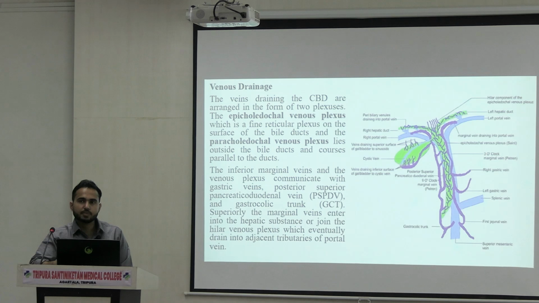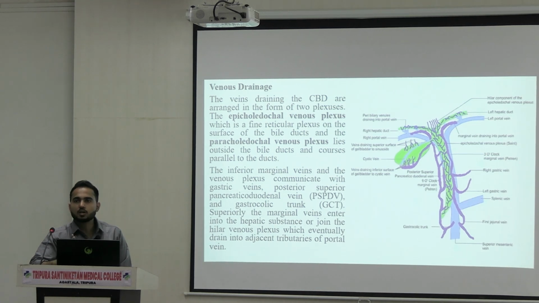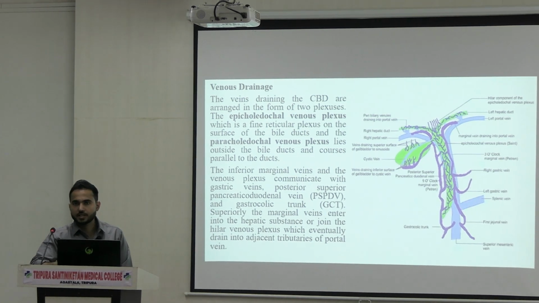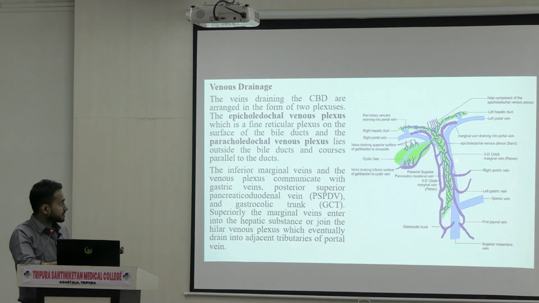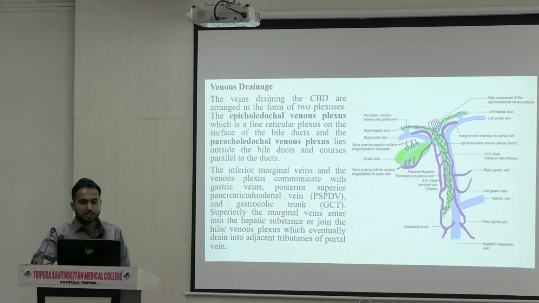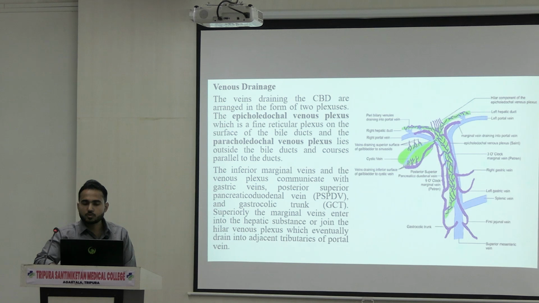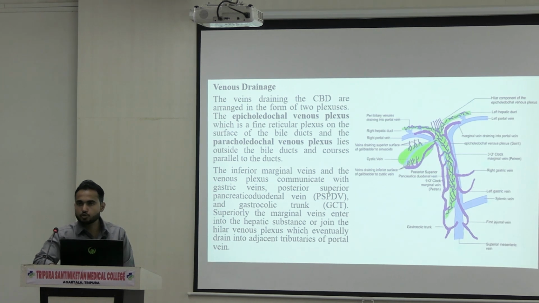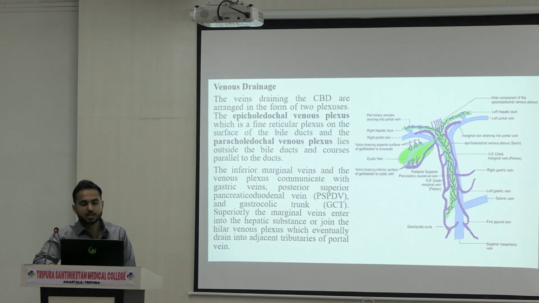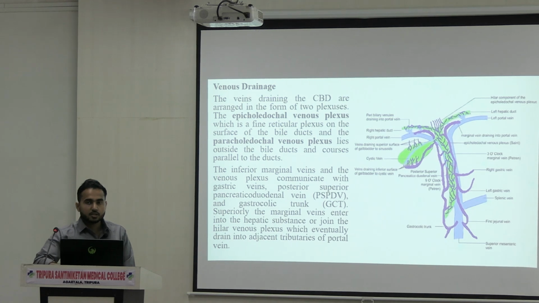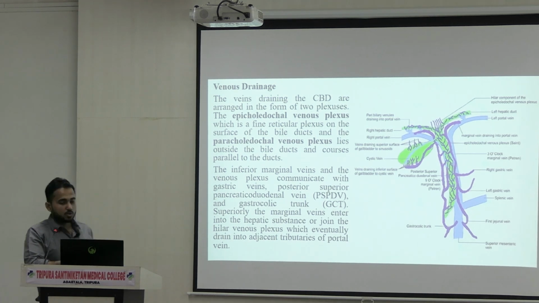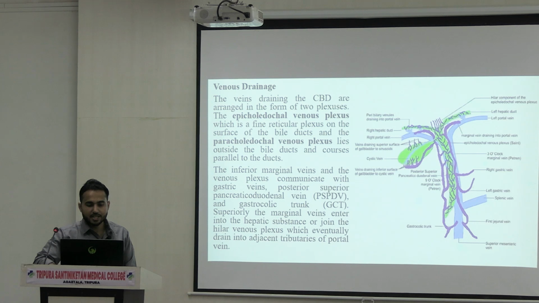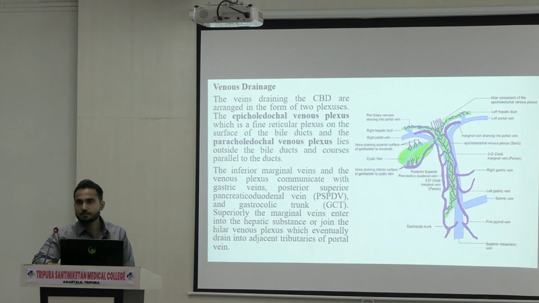it is not that simple. Two venous plexuses are there. As you can see in the diagram, the veins draining the common bile duct are arranged in the form of two plexuses. Now what are those two plexuses? They are the epicholedochal venous plexus and the paracholedochal venous plexus.